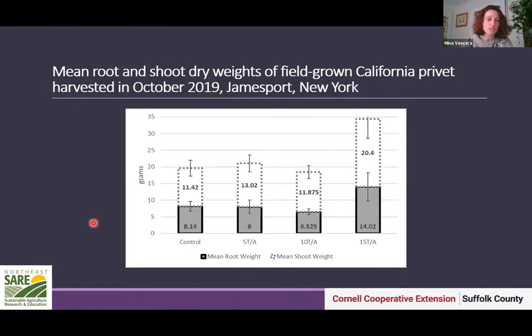These are the mean root and shoot dry weights for the California privet. So the gray part of the column is the root, and then the white part is the shoot weight. And it looks like there should be an effect on the 15 ton per acre treatment, but it wasn't statistically significant. And that may have to do because of all the variability in the data.